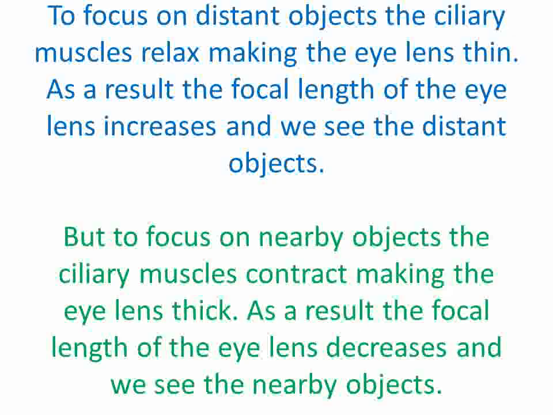To focus on a distant object, the ciliary muscles relax, making the eye lens thin. As the lens becomes thin, its power decreases and the focal length increases. Similarly, for nearby objects, the ciliary muscles contract, making the eye lens thick, so power increases and focal length decreases, as a result of which nearby objects are observed.